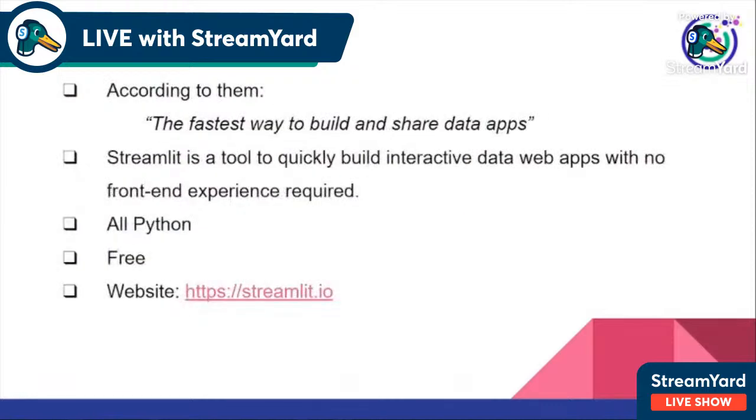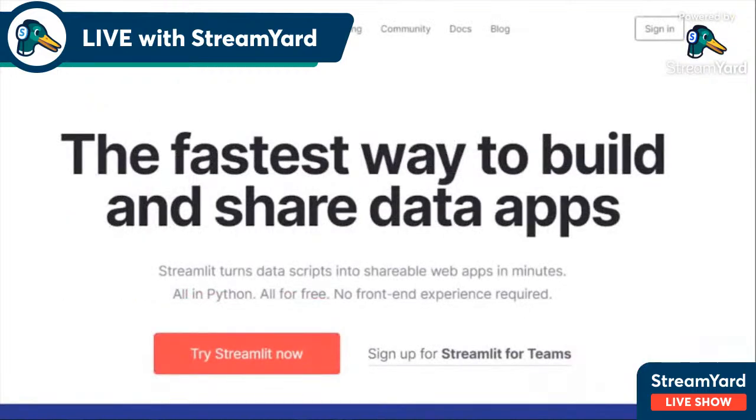Let's start talking about what is Streamlit. According to them, Streamlit is the fastest way to build and share data apps. So Streamlit is a tool to quickly build interactive data web apps with no front-end experience at all required. It's all Python, it's all free, and this is their website, streamlit.io. So this is their website. It says that Streamlit turns data scripts into shareable web apps in minutes, all in Python, all for free, and no front-end experience required.